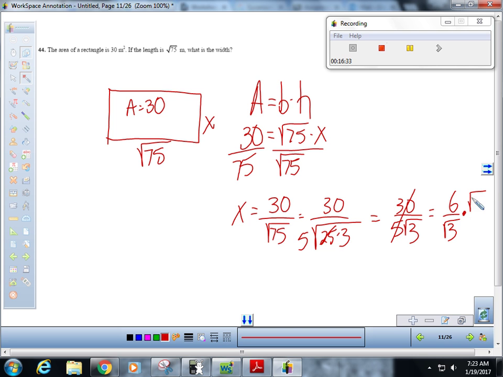We just multiply by 1. What form of 1 do we choose? Radical 3 over radical 3. On the top, we get 6 radical 3. On the bottom, you get 3. 6 divided by 3 is 2. The answer is 2 radical 3.